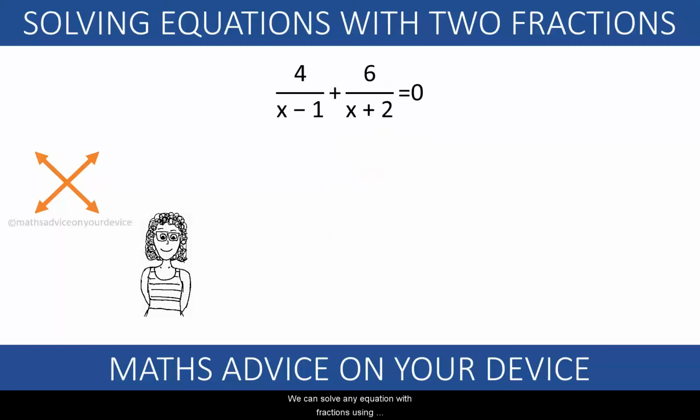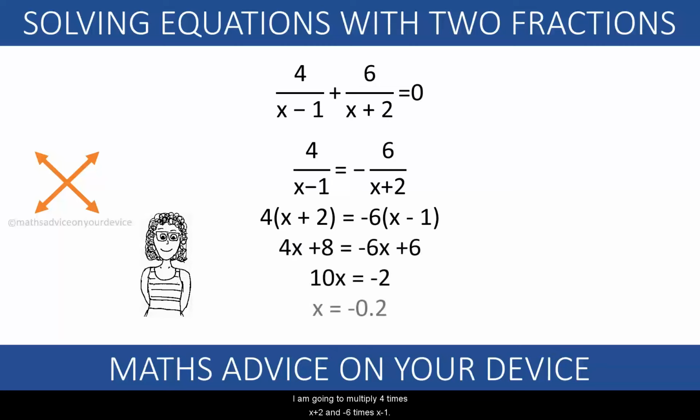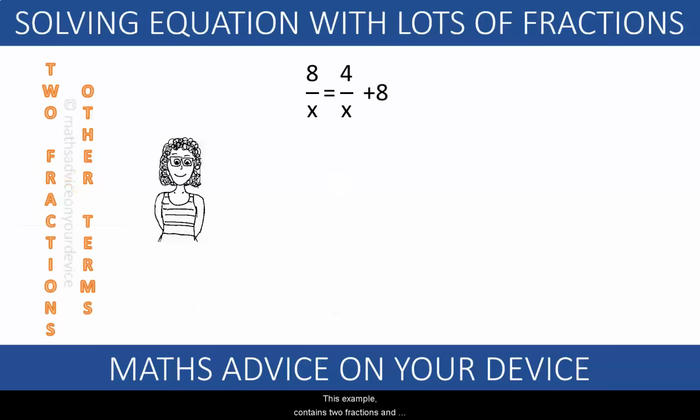We can solve any equation with fractions using cross product as long as we have only two fractions. By moving the fraction 6/(x+2) to the right hand side, take care to use the minus sign only once. In this case, I'm going to multiply 4 times (x+2) and -6 times (x-1). 10x equals -2, so x must be -0.2.